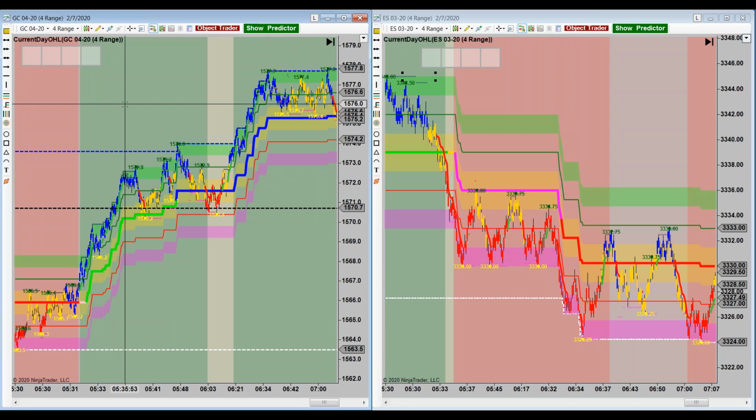And so what we're doing is, just to briefly recap the part 1 webinar from Thursday night, let me explain it this way. We're connected to the data feed to our broker. These are 4 range bars. Each bar is 4 ticks.